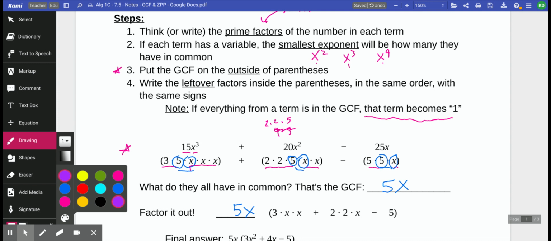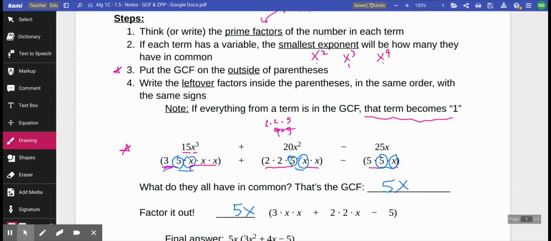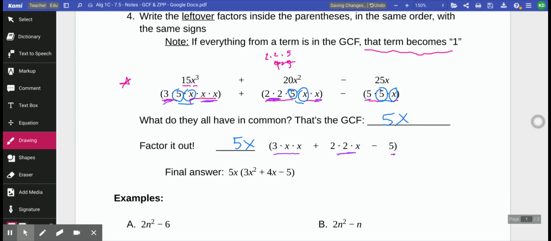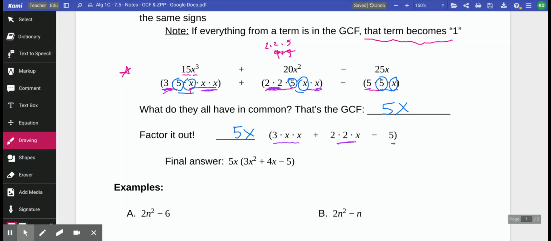What's left over, so if I look back at what I have here, 3x squared times x, right? That's my first term. 2 times 2 times x is my second term. And then minus 5, that's my third term. So when I shorten all that up, 3x times x is 3x squared. 2 times 2 times x is 4x, and then minus 5. So here's my GCF, right? My GCF was the 5x that's out front, and then these are the leftovers that are inside the parentheses.